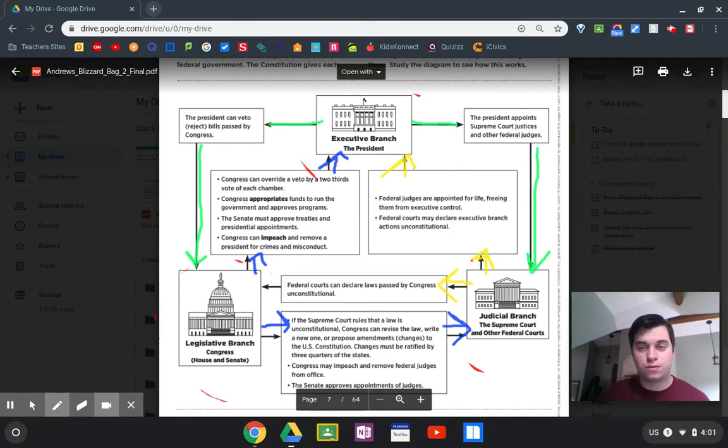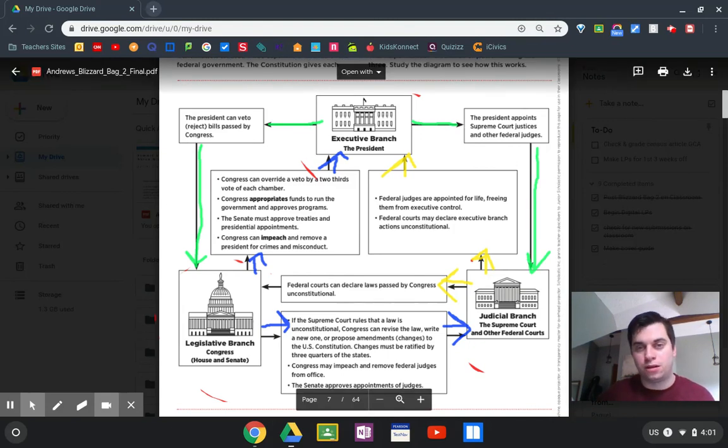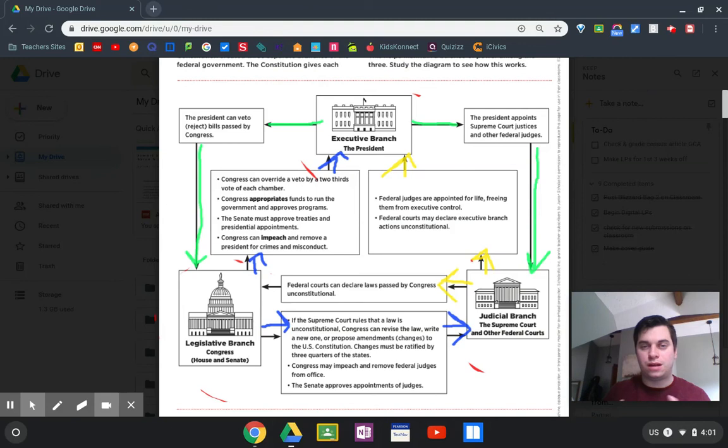Again, follow the arrows. If you see arrows pointing towards a branch or going into a branch, that is a check from another branch. Whenever you see arrows being pointed out, that is a check that it has on another branch. So again, arrows coming in is a check from another branch. Arrows pointing out is a check on another branch. So again, please make sure you're just trying to keep those things straight. I know it seems like a lot of arrows going every which way, but again, if you really just understand which way they're pointing, that should hopefully help you with this assignment.